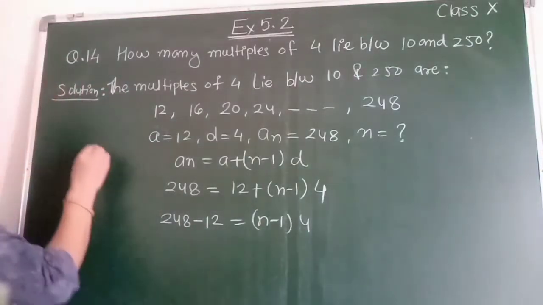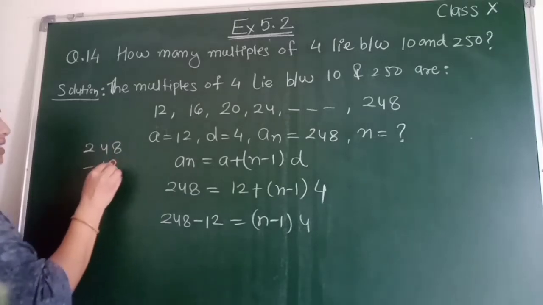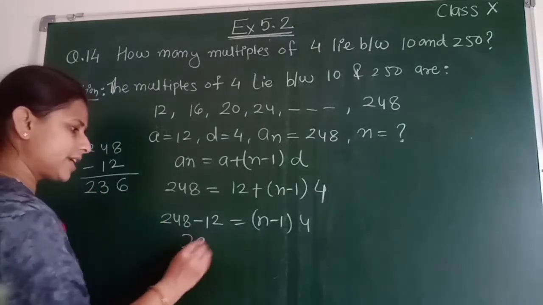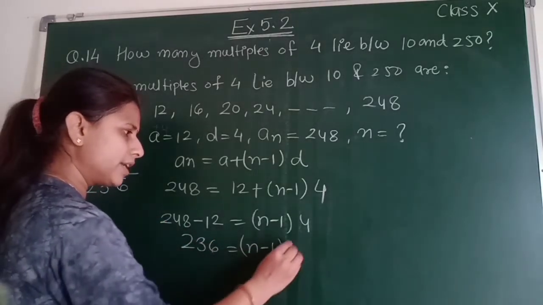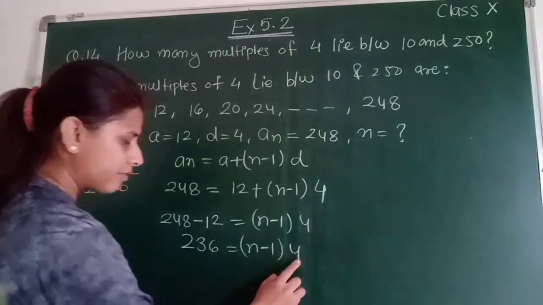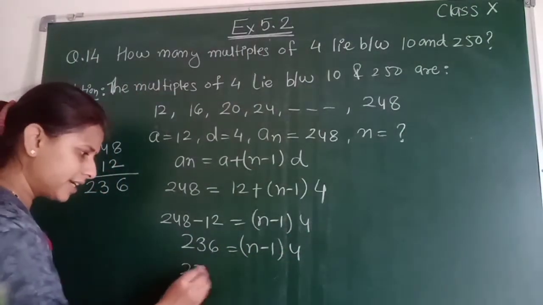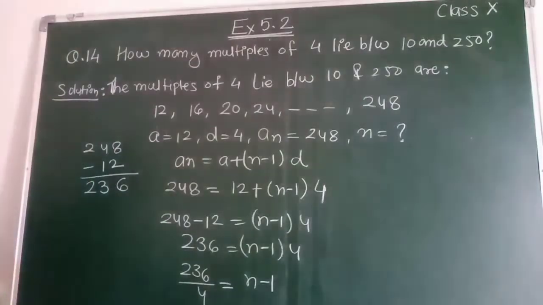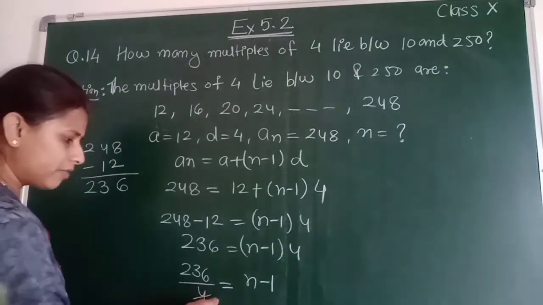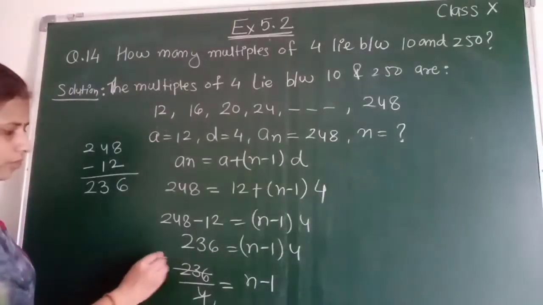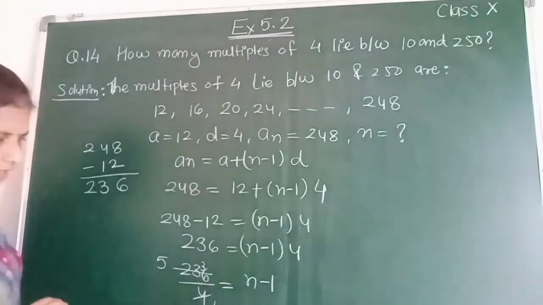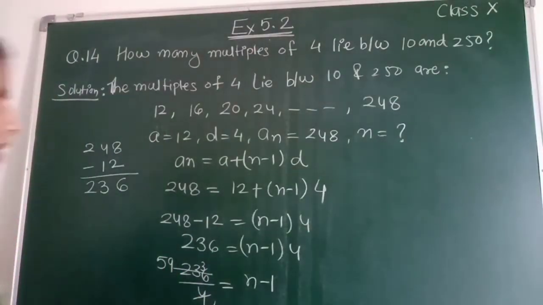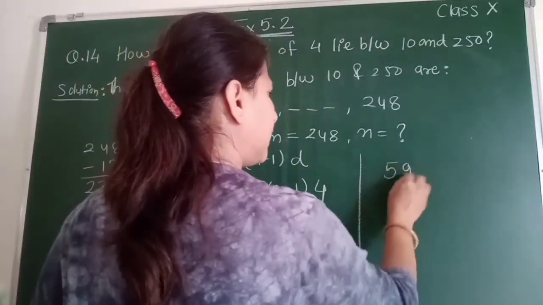What will be the subtraction, student? 248 minus 12, what will we get? 236 equals n minus 1 into 4. Then we will shift this 4 from the right hand side to the left hand side, and we will get 236 upon 4 equals n minus 1. Now we will cancel this. 4 ones are 4. Then 4 5s are 20. 3 is carried. Then 4 9s are 36. 59 equals n minus 1.